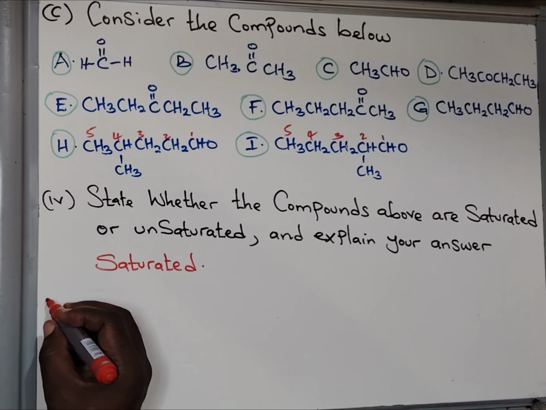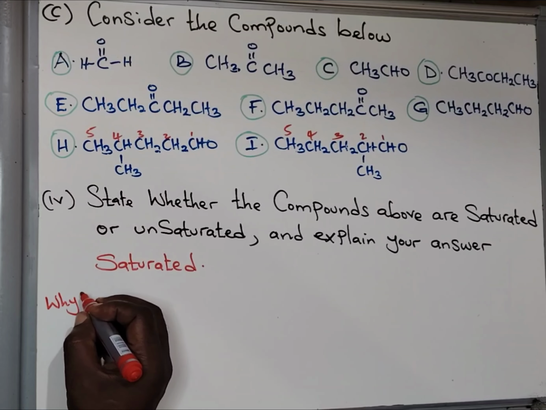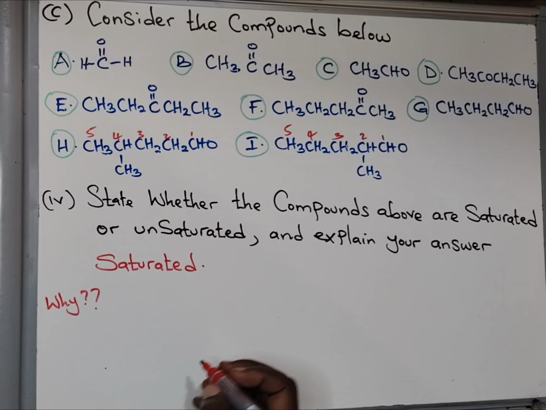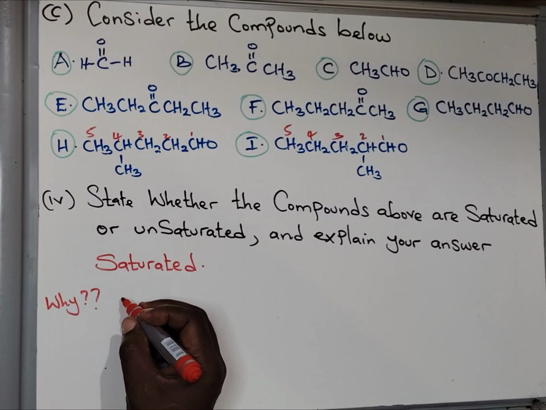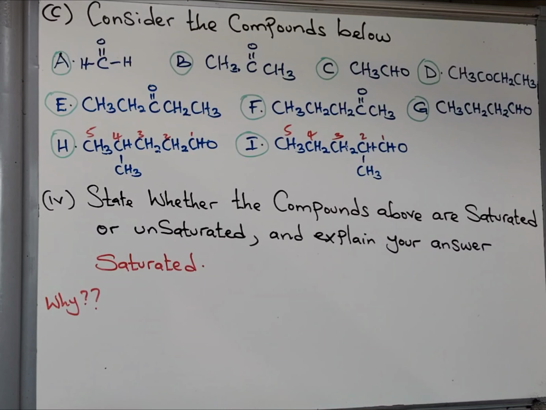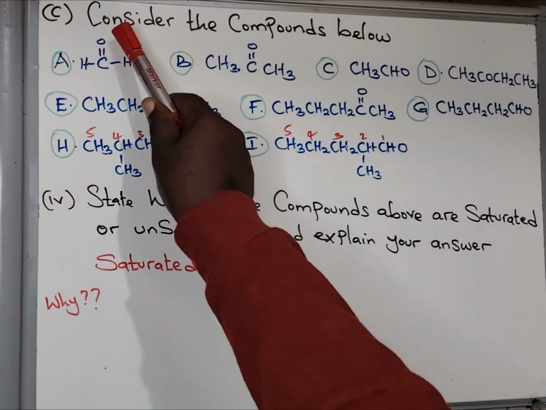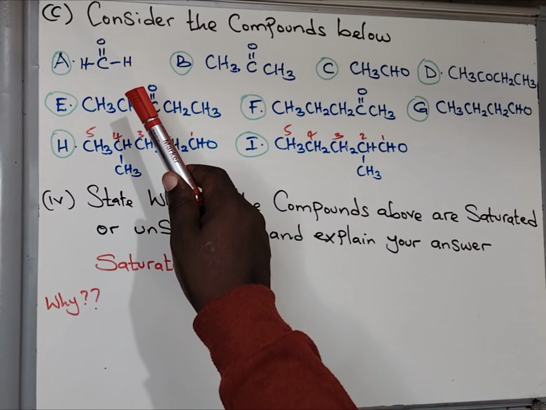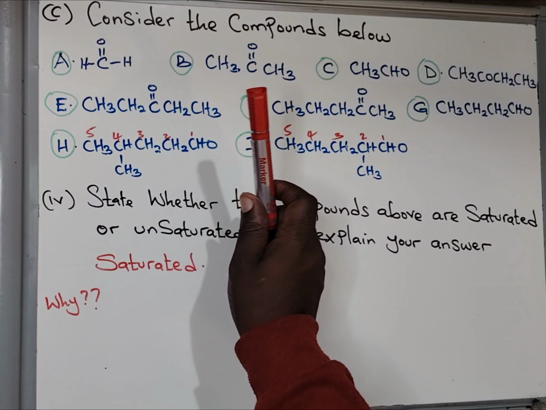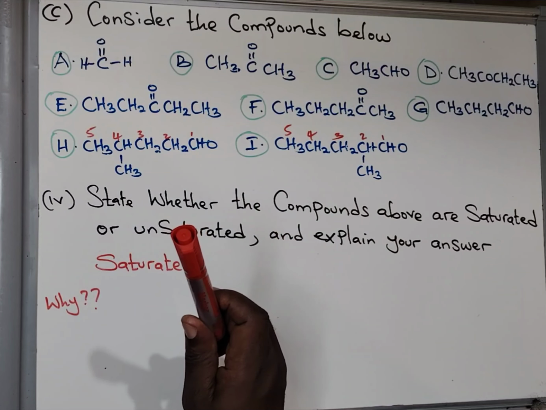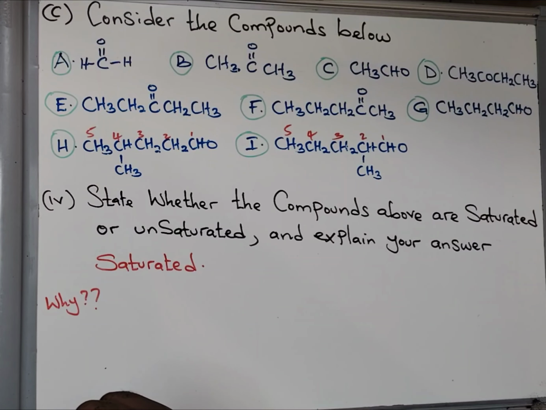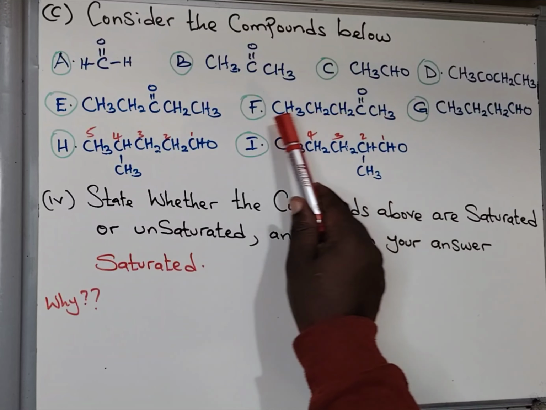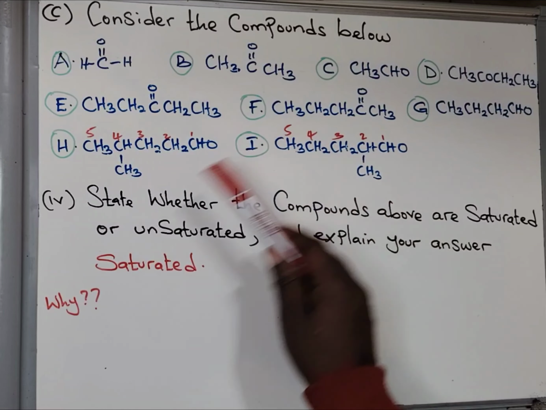Okay, why do we say so? The answer is because they do not have any multiple bond between carbon atoms. Don't get confused by seeing this double bond. It's not between carbon atoms. So they are saturated. They do not have any multiple bond between carbon atoms.